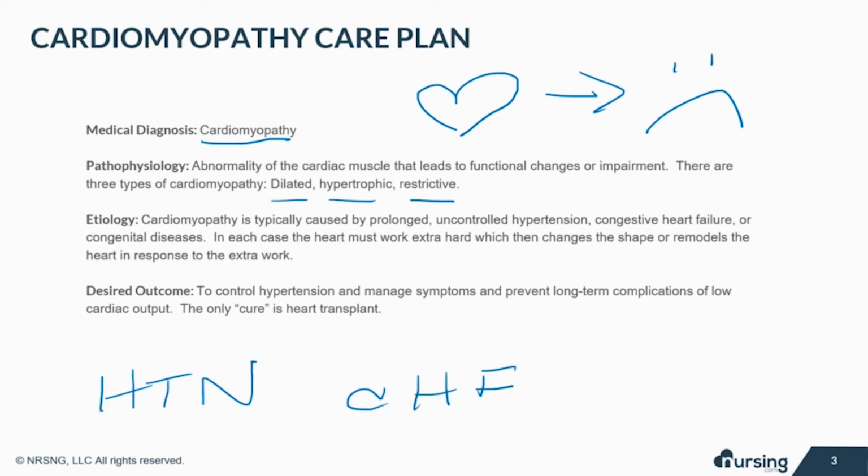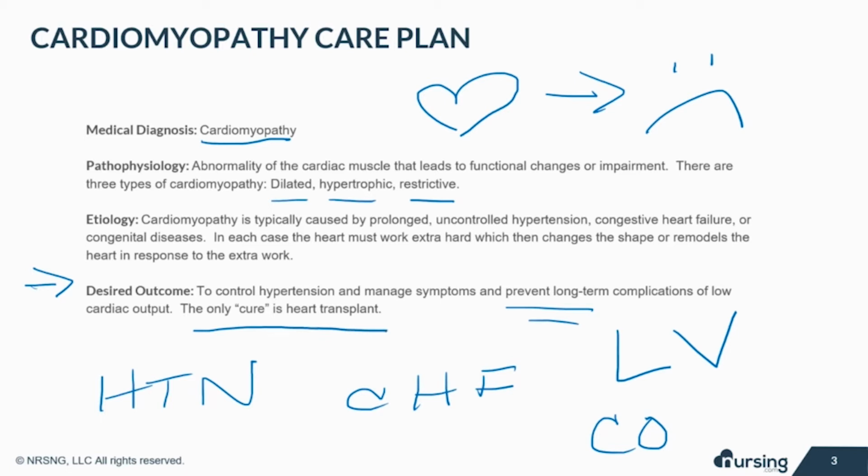In each of these cases, the heart muscle must work extra hard, which then changes the shape or remodels the heart in response to the extra work. So this remodeling predominantly occurs with the left ventricle in dilated and hypertrophic cardiomyopathy, which makes it hard to pump blood out to the body. So the desired outcome is to control the hypertension, manage the symptoms, and prevent long-term complications of low cardiac output. It's important to know that the only cure is a heart transplant.